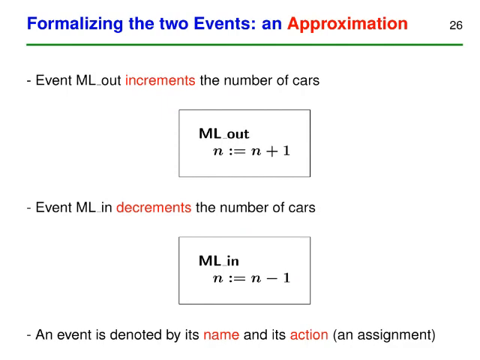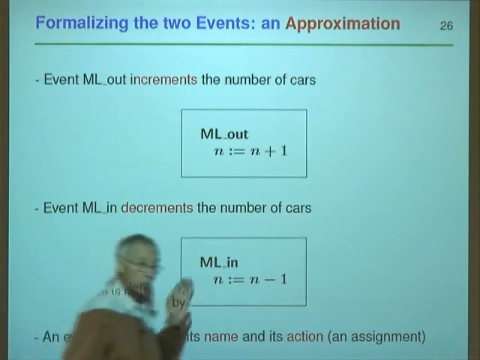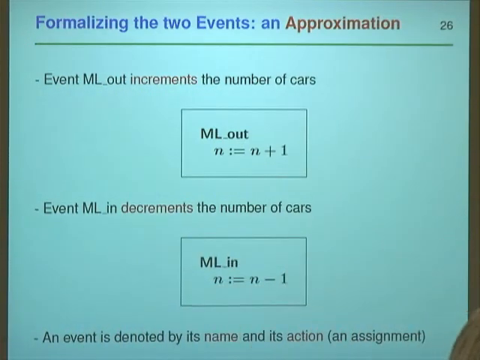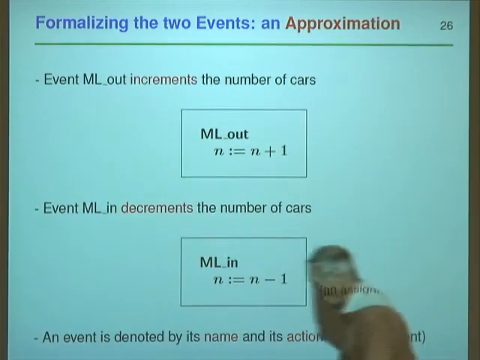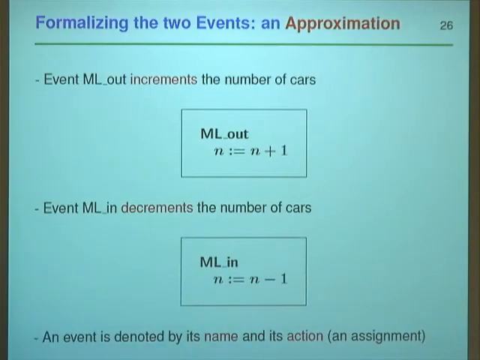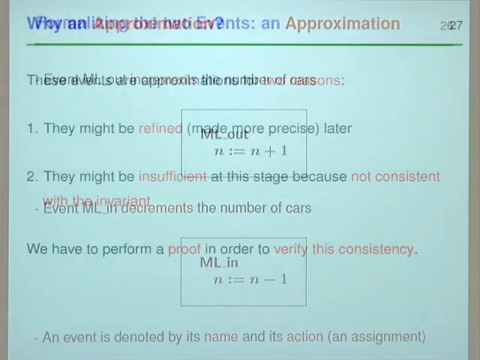So ML out is just defined this way and this way. Oh, be careful, these are not programs, these are models. Okay, this is the way this transition works. n becomes n plus 1, n becomes n minus 1. And an event is denoted by its name here and its action on the state, which is either in this case incrementing or decrementing. Okay?